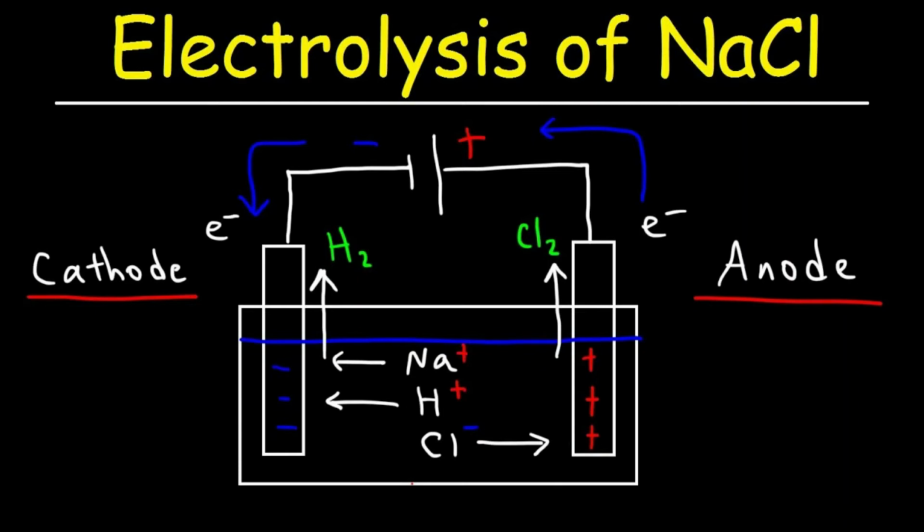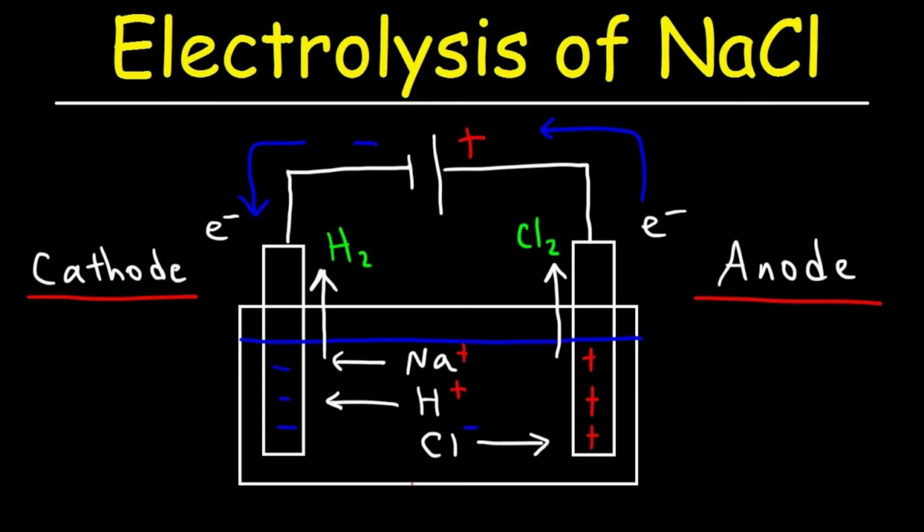Second step, extraction of metal from the concentrated ore. The method used for the extraction of metal from the concentrated ore depends upon the nature of metal. Based on the reactivity, the metals have been grouped into three categories: metals of low reactivity, metals of medium reactivity, and metals of high reactivity.